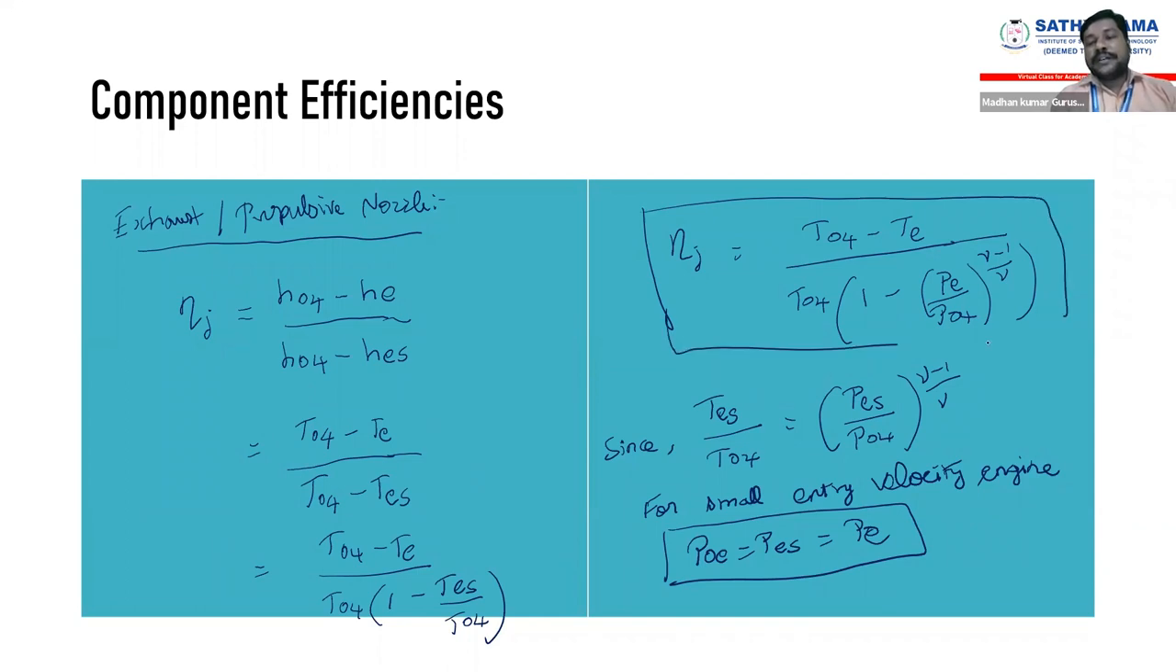the isentropic efficiency, that is the propulsive nozzle or jet nozzle efficiency, is said to be (T04 minus TE) by T04, which is 1 minus (PE by P04) whole to the power of (gamma minus 1) divided by gamma, right? Now you have to find the exit velocity. What will be the propulsive velocity, that is the jet velocity? So what will be the jet velocity at the exit?